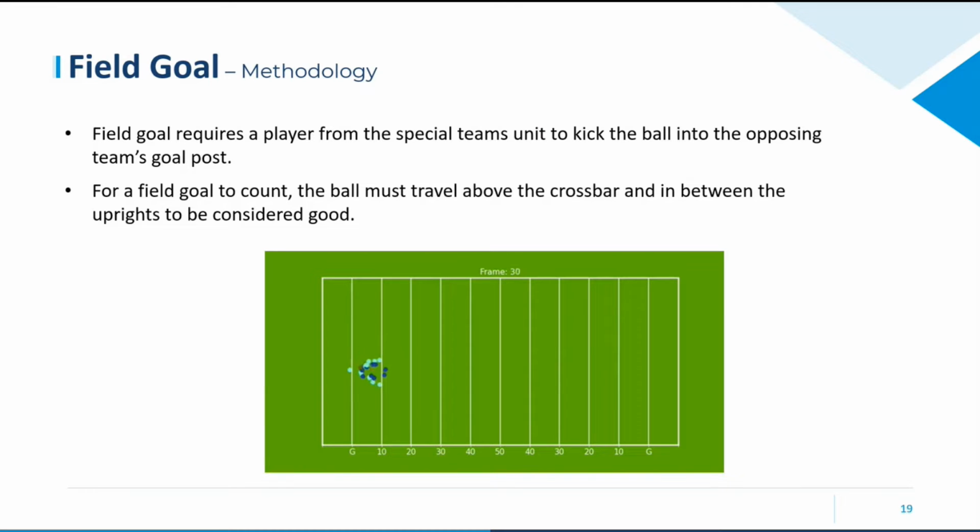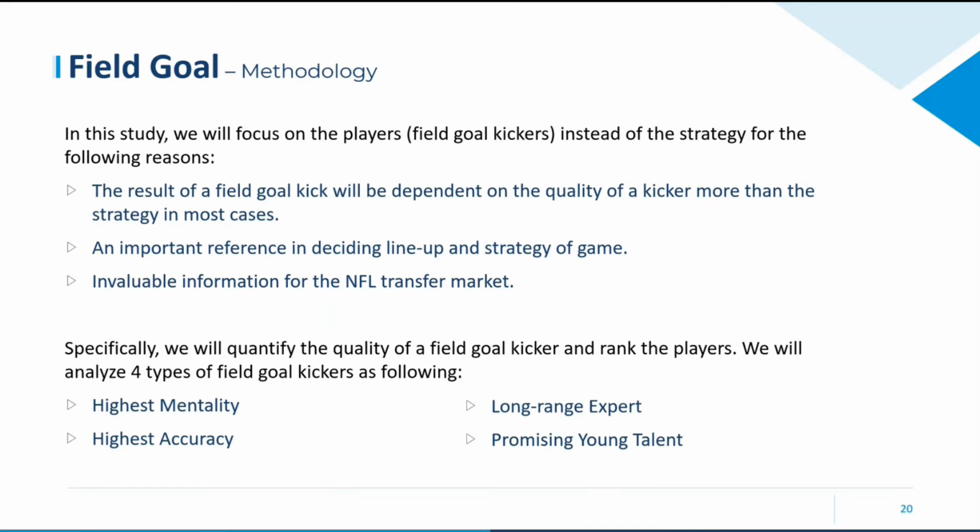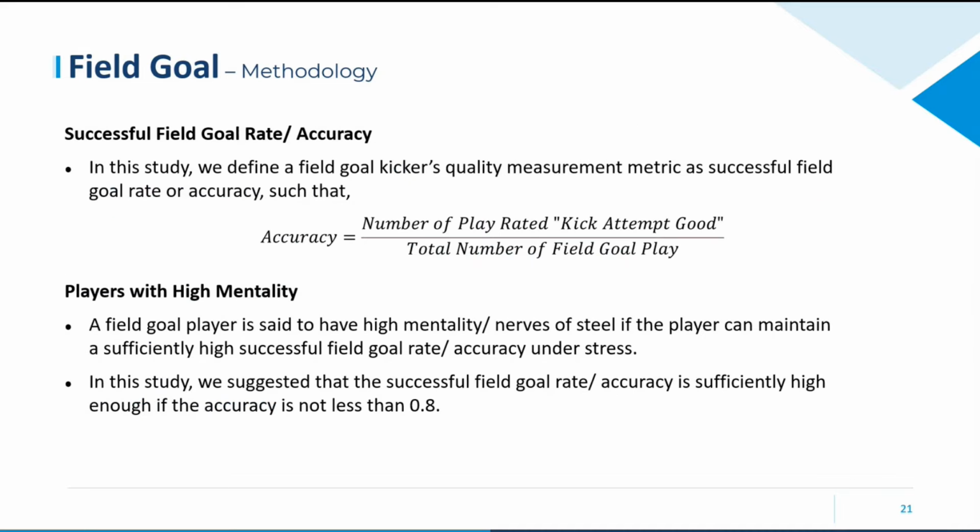In this study, we focus on the players instead of strategy because the player makes more impact on plays than the strategy does. We analyze 4 types of field goal kickers as follows: highest mentality, highest accuracy, long-range expert, and promising young talent. The following are the definitions of 4 metrics which evaluate players in different aspects.